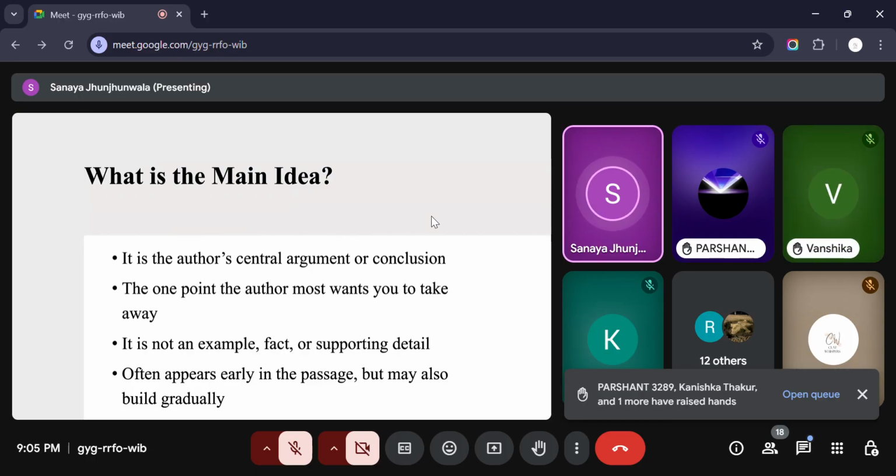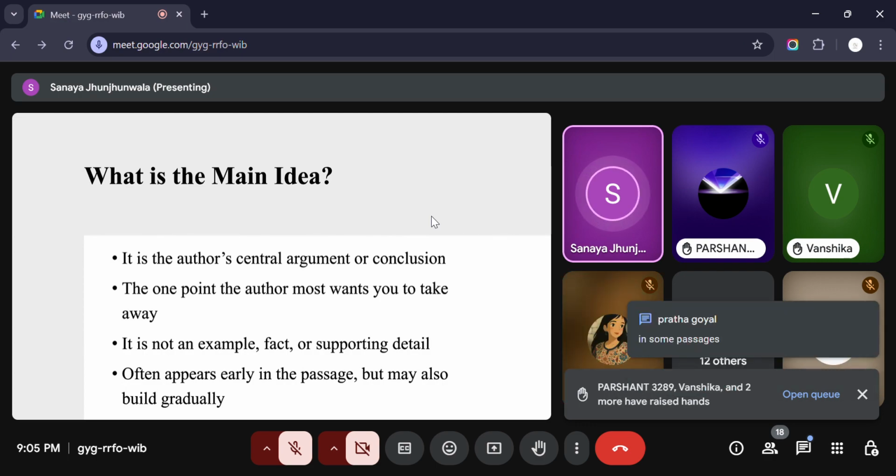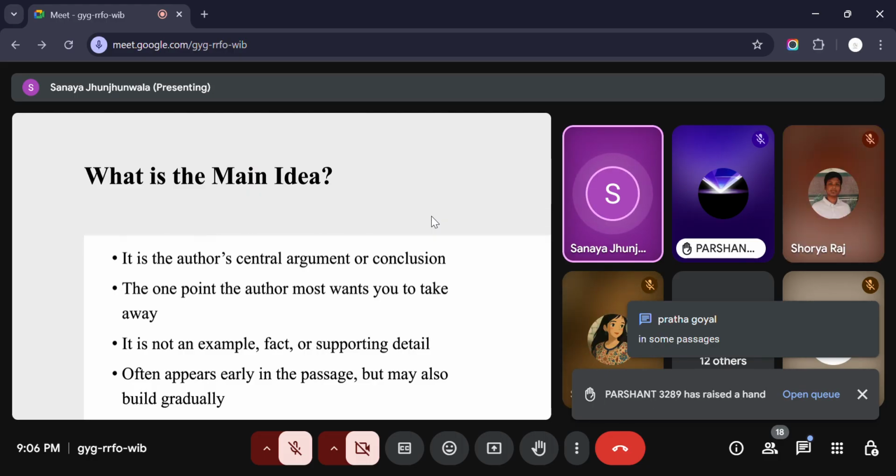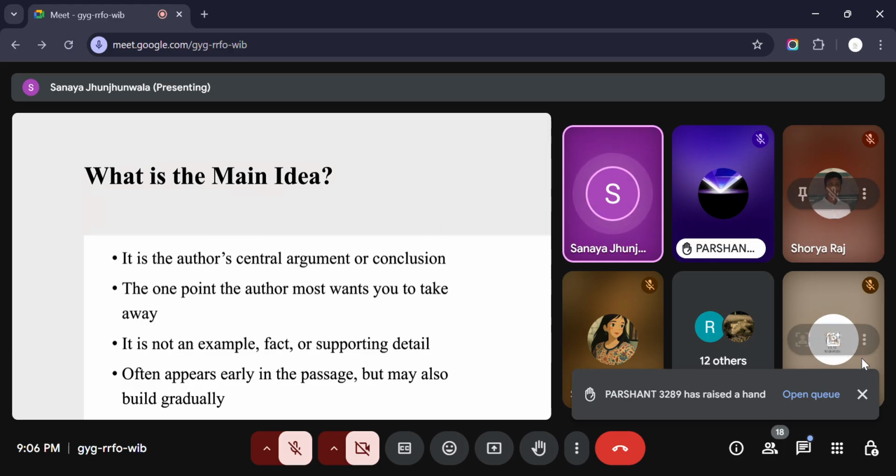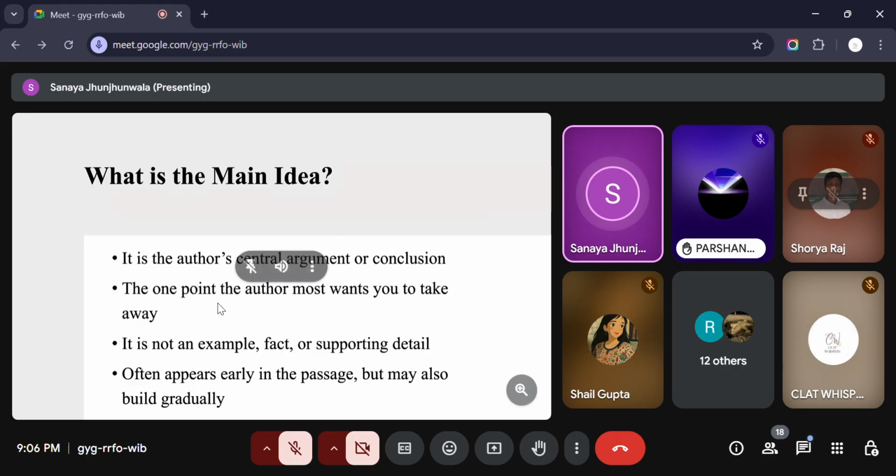Say we have Kanishka, we have Vanshika, we have Shell. So many of you do find that, especially in passages with a topic you're not familiar with. I hope this class will make it a bit easier for you to understand the main idea of the passage, because once you are aware of the main idea, it is easier to reduce the other parts as well.